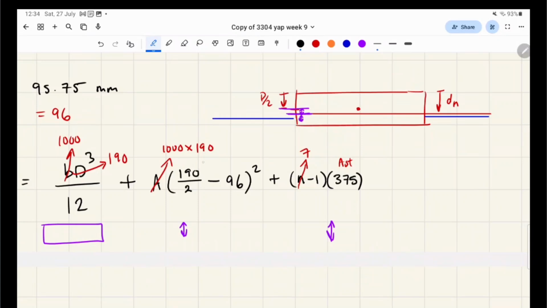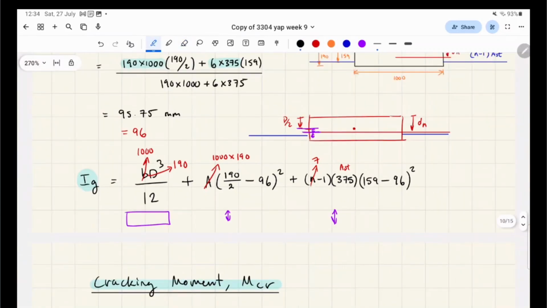So for example, the shift we had to do for the concrete to the neutral axis was D over 2 minus 96. So for the steel bars, what would that be? 195 minus DN. 159, sorry. Yes, perfect. DN is 96, that's what we calculated in the previous step. Squared, right? Yeah, perfect. That's all we have to do. That gives us the right answer.